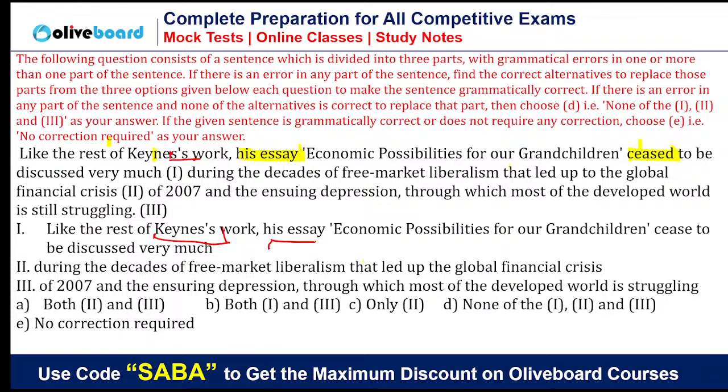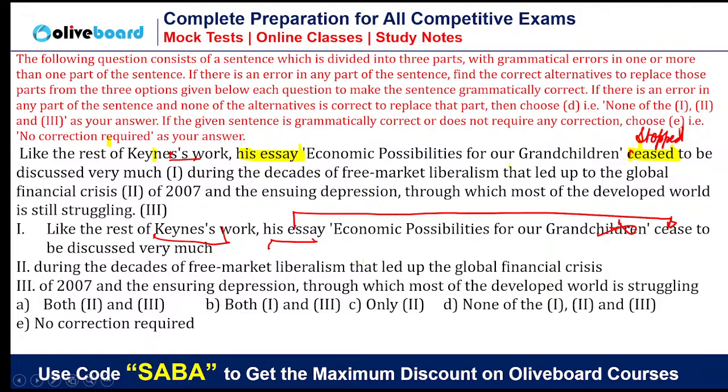Okay, his essay, economic possibilities for our grandchildren cease. First of all, essay is singular. Can you ever use cease? You can't use cease, okay? Because ceased means stopped to be. So V1 form can never be used for a singular subject.